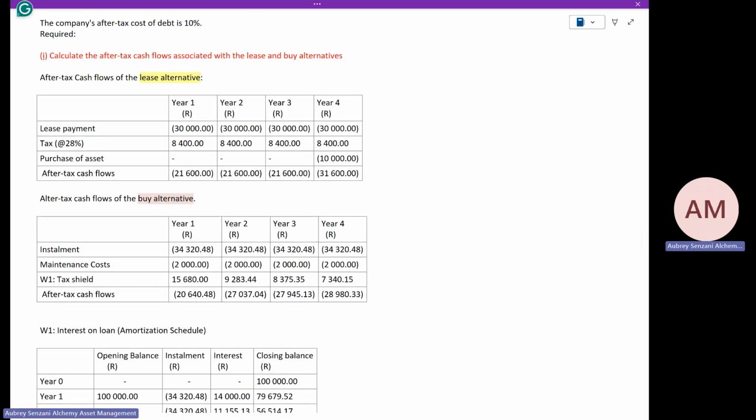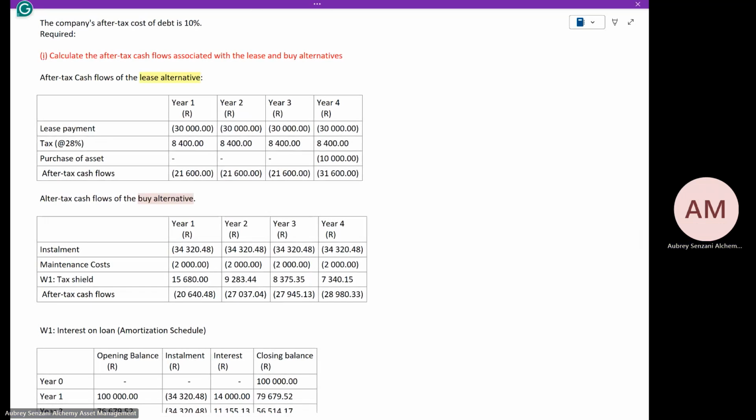We now come to the buy alternative. Here you are pretty much doing the same thing, but now we're considering all the costs associated with the buy alternative. Firstly, we have the installment. Did they tell us how much? Yes, they told us how much the installment is, so that's a copy and paste. Then we know the maintenance cost, they also gave us that. But they haven't given us the tax shield, which will then help us to finally get the after-tax cash flows.